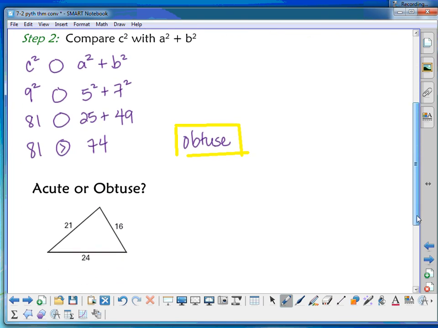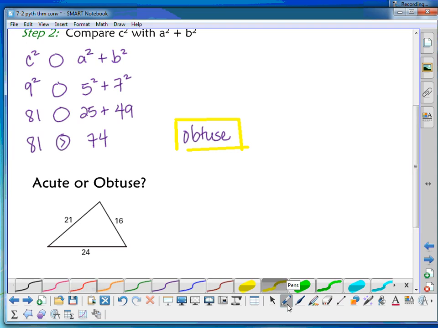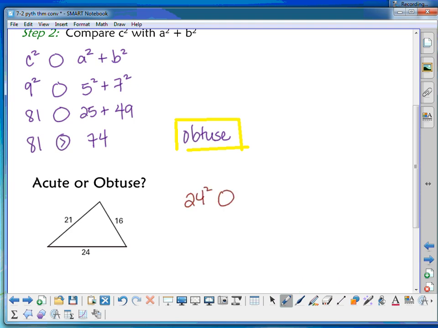Look at the next one. This was one that we did on the previous slide, and we know it isn't a right triangle because that's not how it came out, but if I look at 24 squared and compare it to 21 squared plus 16 squared, you'll recall that 24 squared was 576, and when I did 21 squared plus 16 squared, I got 697. Well, 576 is quite a bit less than 697, therefore I know that it's an acute triangle.